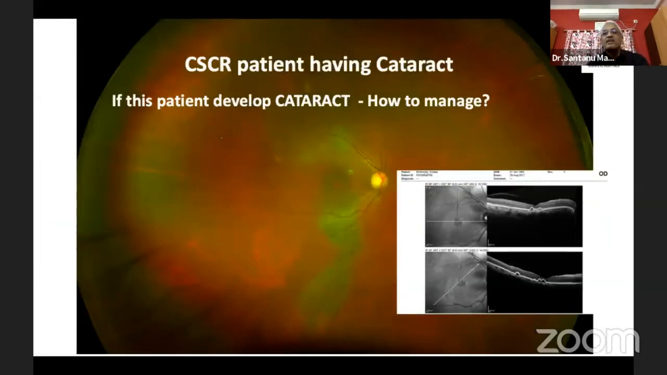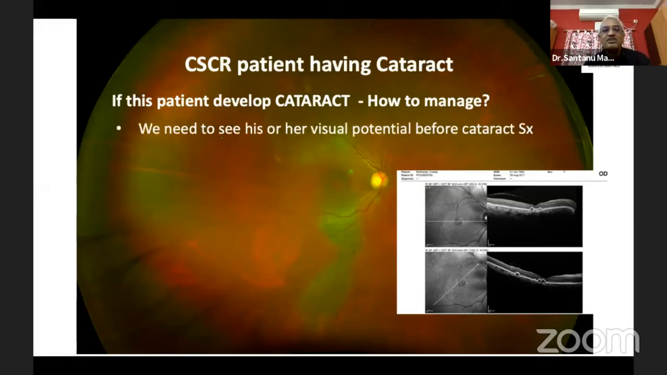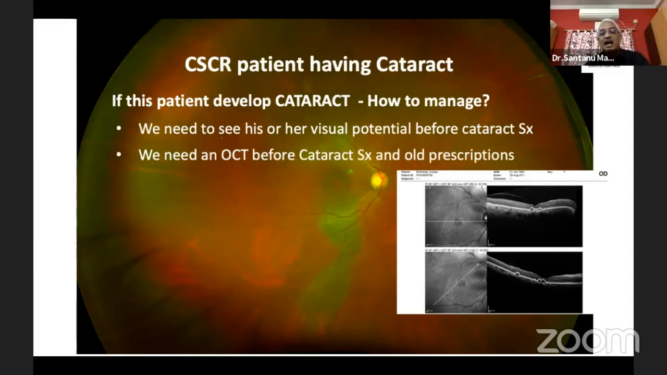So if this patient develops cataract, how to manage? This type of patient, we need to see his or her visual potential before cataract surgery. Why? What we need is an OCT before cataract surgery to know the status of the fovea. And if the cataract is dense, then we need the old prescription to know what the past vision was before that cataract set in. That is a good hint of the post-operative outcome. Retinal acuity meter, wherever available, can guide us about the most probable outcome after cataract surgery.